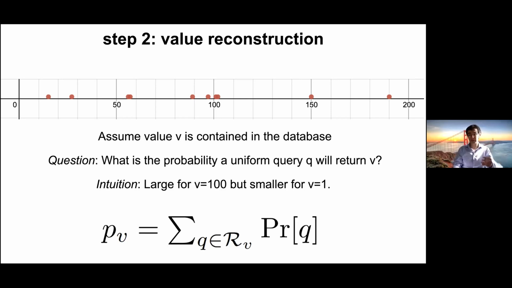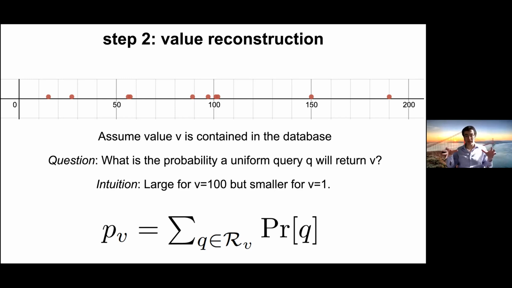The probability that a uniform query Q will return V is the sum over Q in R_V of the probability of Q. The probability of Q is 1 over N squared, because it's uniform. And calligraphic R_V is the set of queries that return a specific value. So for example, calligraphic R_0, how many queries does it contain? It contains 0,0; 0,1; 0,2; up to 0 to 100. So it's around 200 queries.